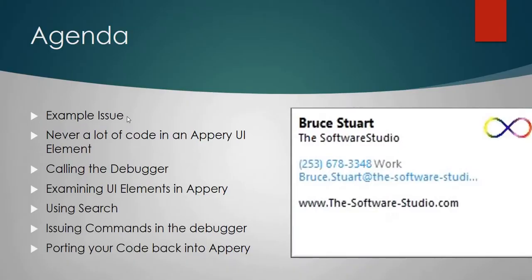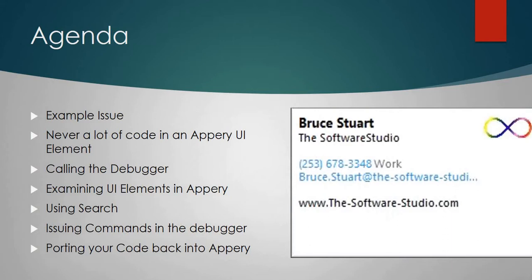We're going to go over a real live issue that we found on getsatisfaction.com and use it as the source of the problem we're going to try and solve. We'll go over best practices and where you place your code, calling the debugger in the Chrome side. Using Firefox and other debuggers is similar. Examining UI elements in Appery, using search, and issuing commands in the debugger. And then finally, porting your code back into Appery that you've developed as a result of your work in the debugger. So with that, let's get to it.